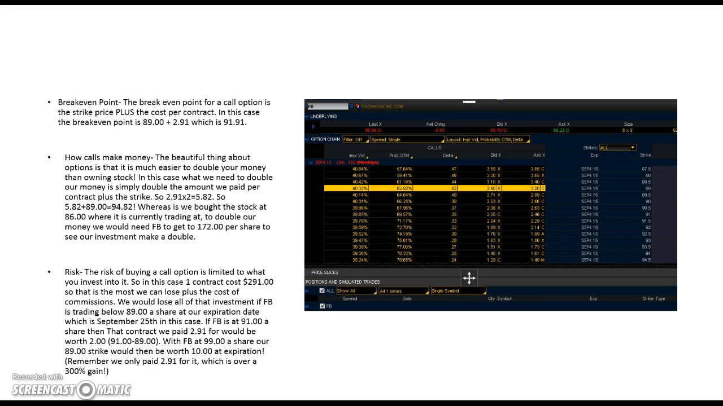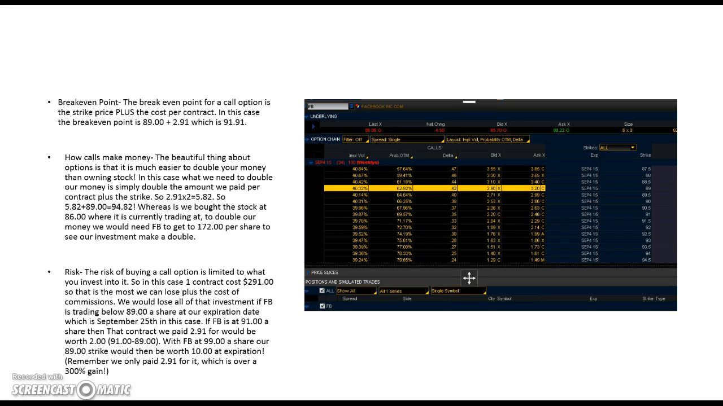So in this example, we just need the stock to be at $94.82 at expiration day, and we doubled our money. If it happens sooner, within a week, 2-3 weeks, we're going to more than double our money because we have more time for the stock to go higher, which is known as extrinsic value, which I'm going to get into later on. Whereas if we bought the stock at $86, where it's currently trading near, to double our money, we need Facebook to get to $172 per share to see our investment make a double.